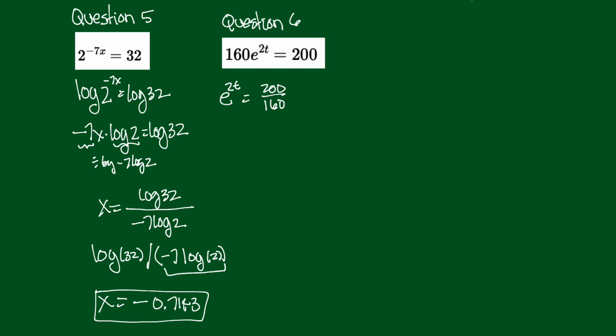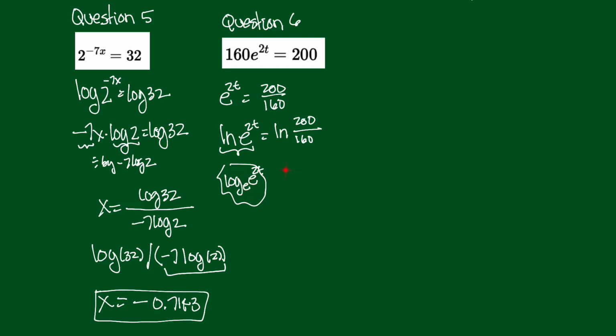Okay, now, undo the exponential with the log. But now, instead of log base 10, let's take natural log base e. So ln e to the 2t is equal to the ln of this fraction, 200 over 160. Now, keep in mind, this is really log base e of e to the 2t. And this is that instance where the bases match. What exponent would you put on e to get e to the 2t? 2t. So when the bases match, you just get the exponent.